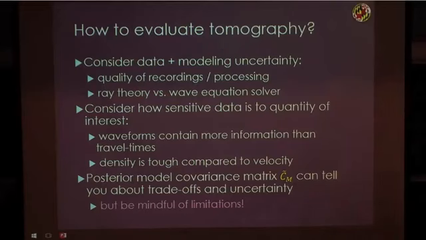The next thing to do is consider how sensitive the data is to the quantity of interest. So for example, density is tough. There are modes that are sensitive to density, as Miyake showed, but they're also sensitive to VS and VP. And in fact, in many cases, they're more sensitive to VS and VP. So their sensitivity to that parameter of interest might be low, in which case your inferences of that parameter will be less reliable than in the other parameters. And this posterior model covariance matrix can tell you quite a lot, but be mindful of its limitations.